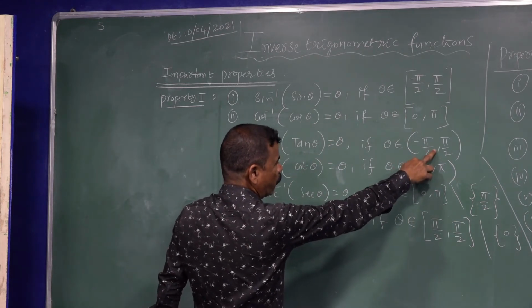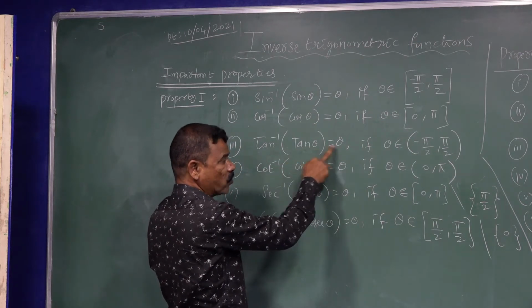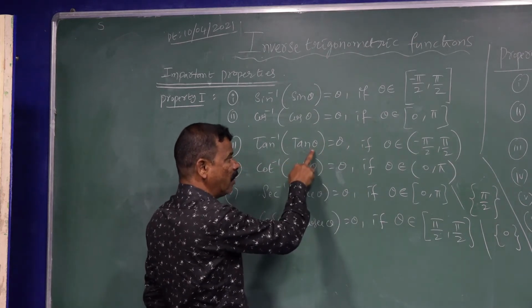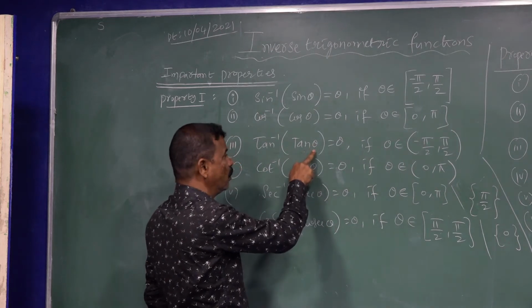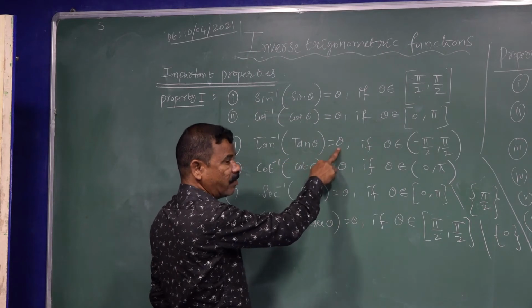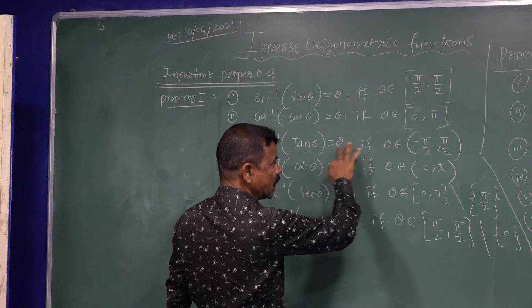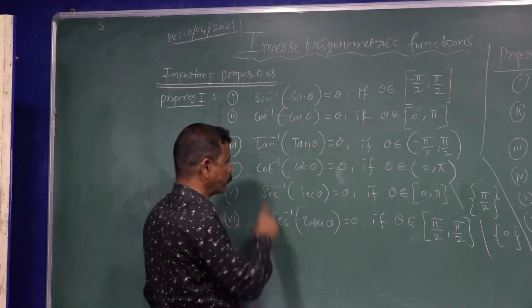Any other value, suppose π by 4. Here substitute π by 4. Tan inverse of tan π by 4 is equal to π by 4. Why? Because tan π by 4 is 1, and tan inverse of 1 is π by 4 again. Theta, the π by 4, comes. So only this value exists, otherwise it does not exist.